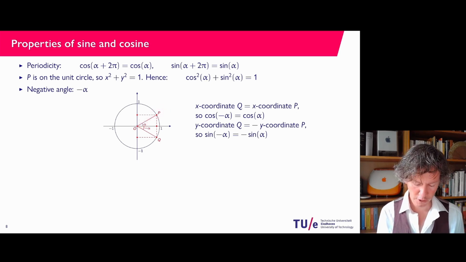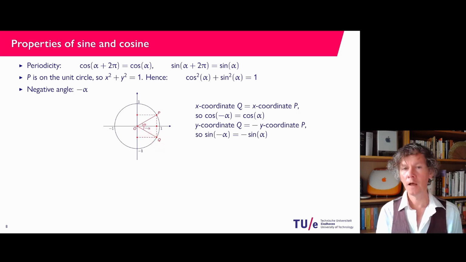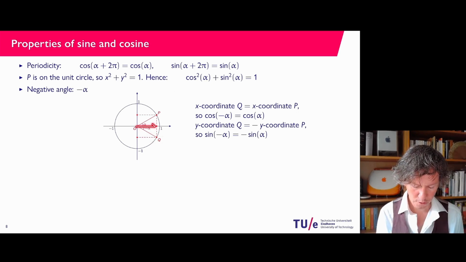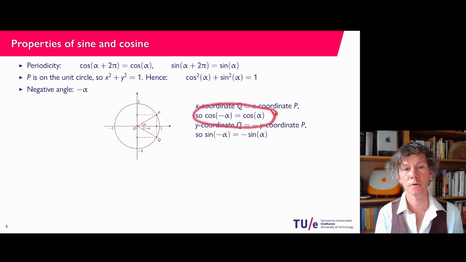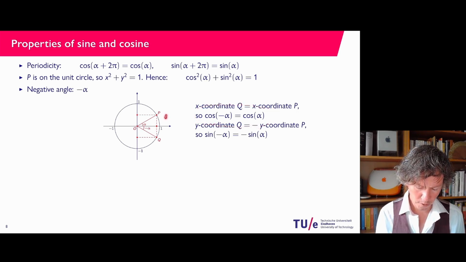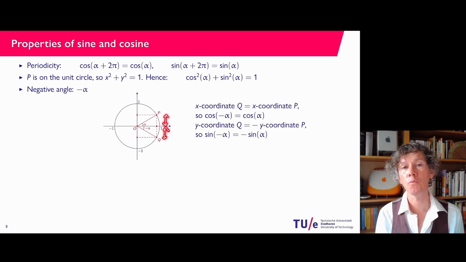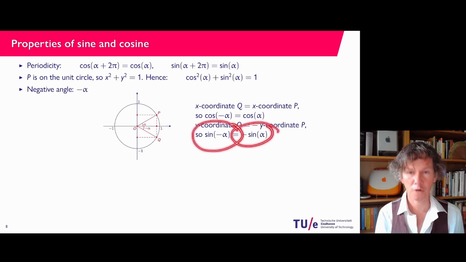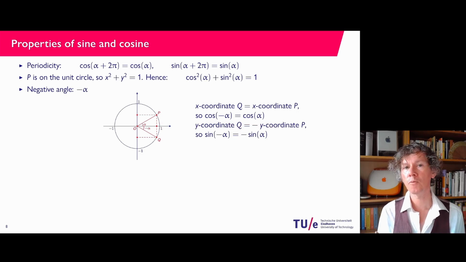If you make a little drawing, and here the point P has an angle alpha with the positive x-axis, and I also plot Q with the angle minus alpha, then you immediately see in the graph that the x-coordinate of P, this distance, equals the x-coordinate of Q. So that means that the cosine of minus alpha equals the cosine of alpha. You also see that this distance is the same as this distance, but the y-coordinate has a minus sign, so the sine of minus alpha is minus the sine of alpha. So this follows immediately from a picture.